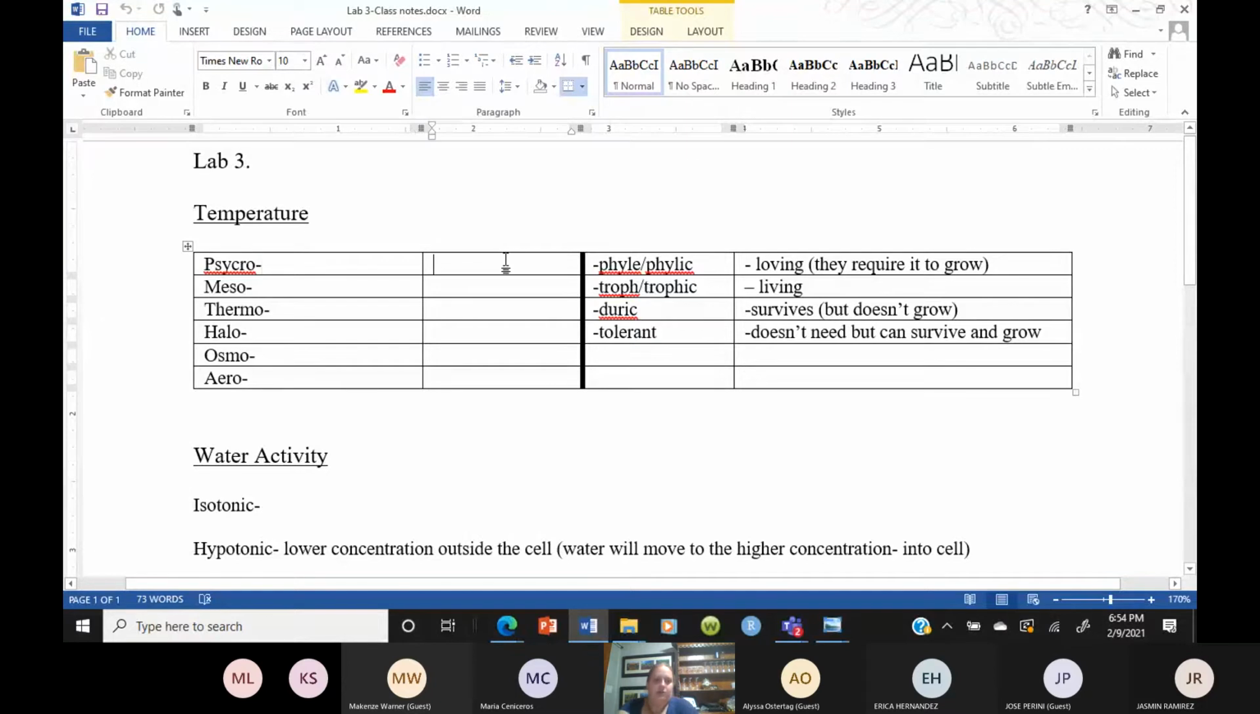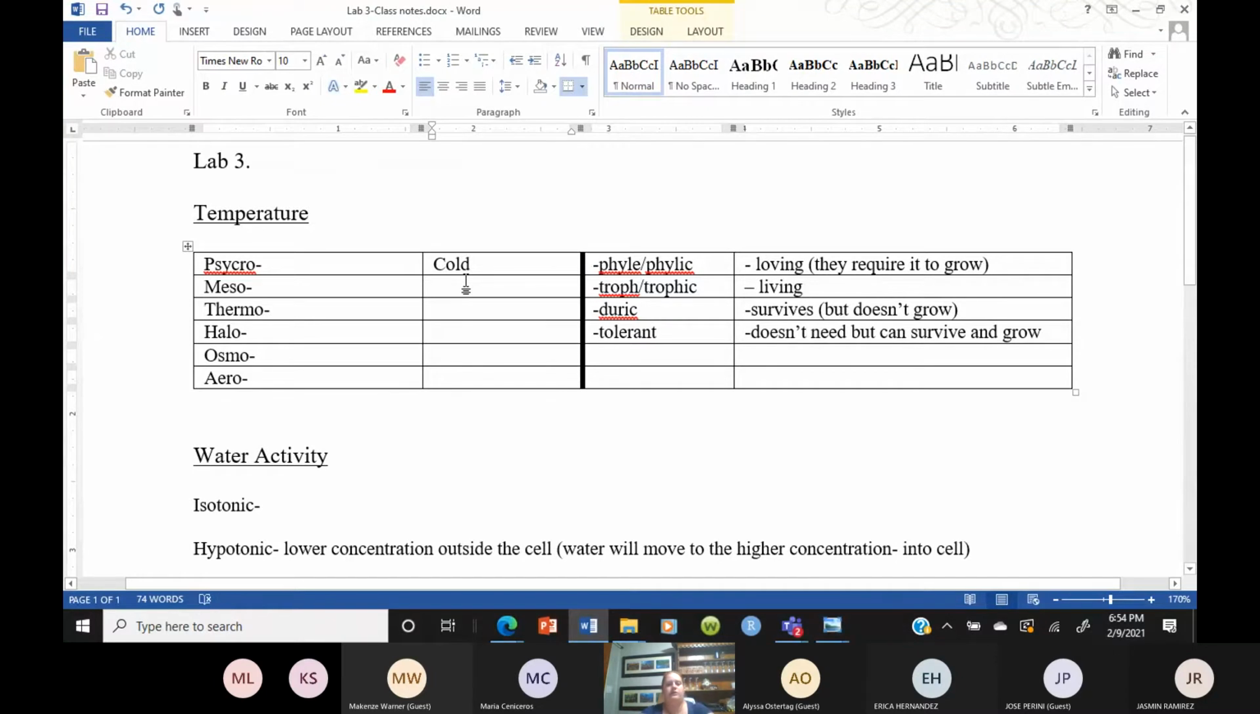So psychro, does anybody know what psychro refers to? You can type it in or tell me. So psychro. Anybody? Anybody? Everybody left. Psychro would refer to cold. So these would be bacteria that like the cold.